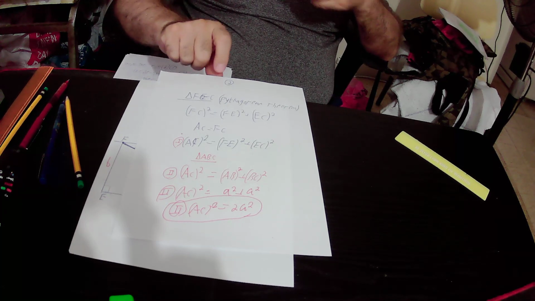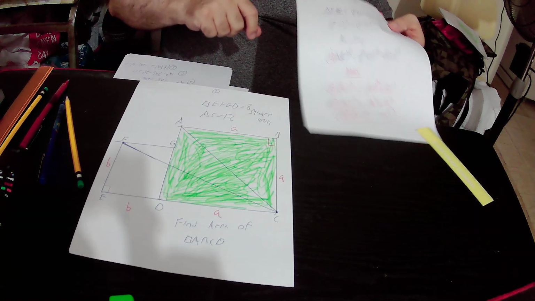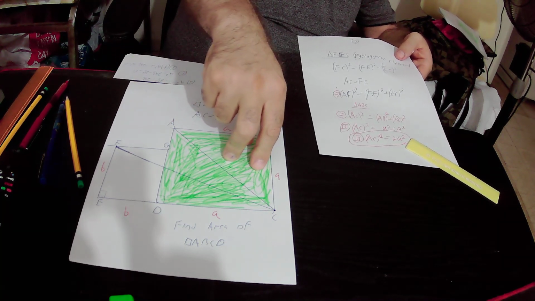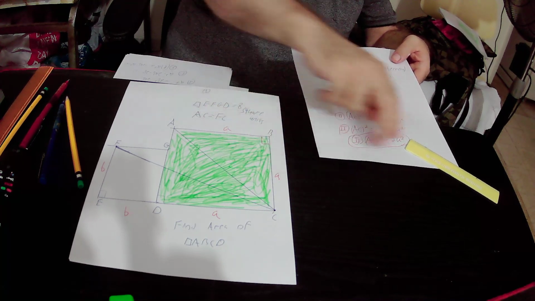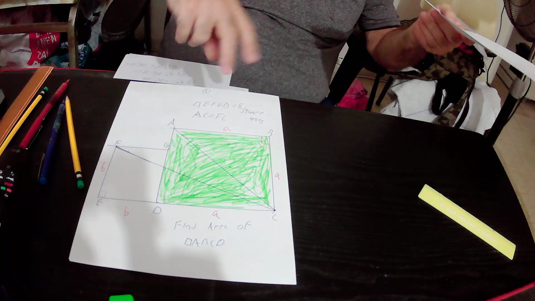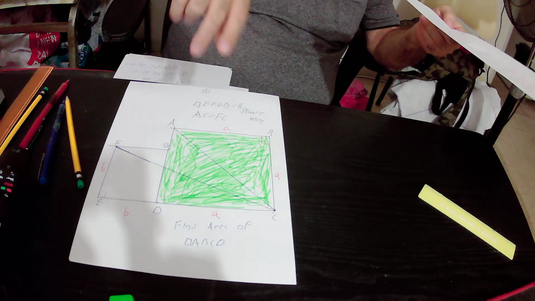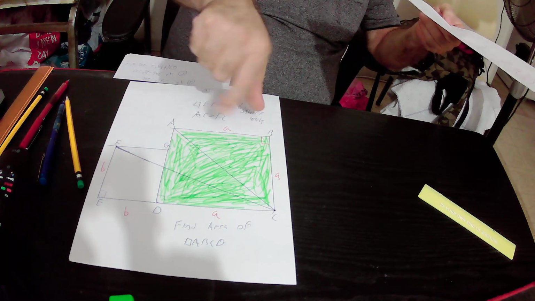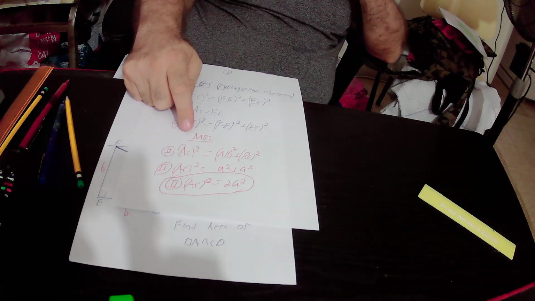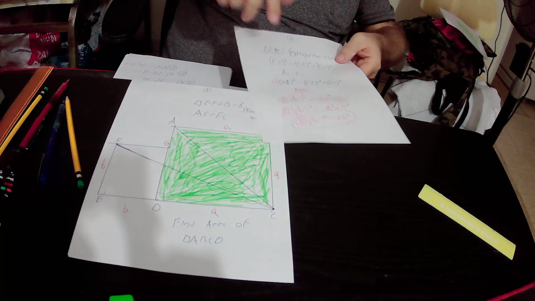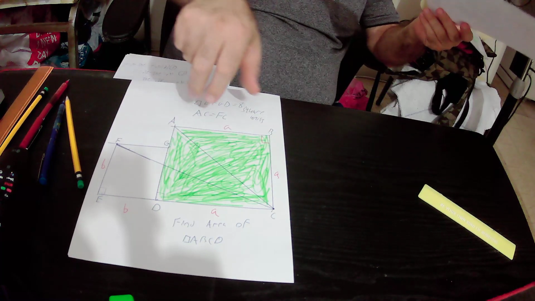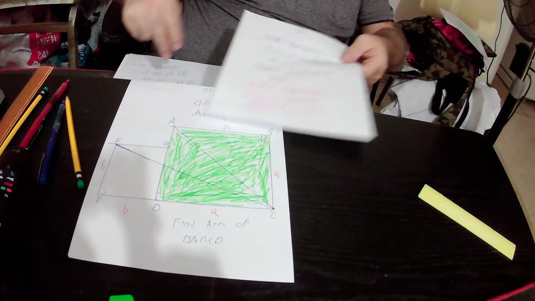Then we relate it to triangle ABC. In this green right triangle ABC, we know that the square of the hypotenuse equals the sum of the squares of the perpendiculars. The square of the hypotenuse is AC square, which equals AB square plus BC square.